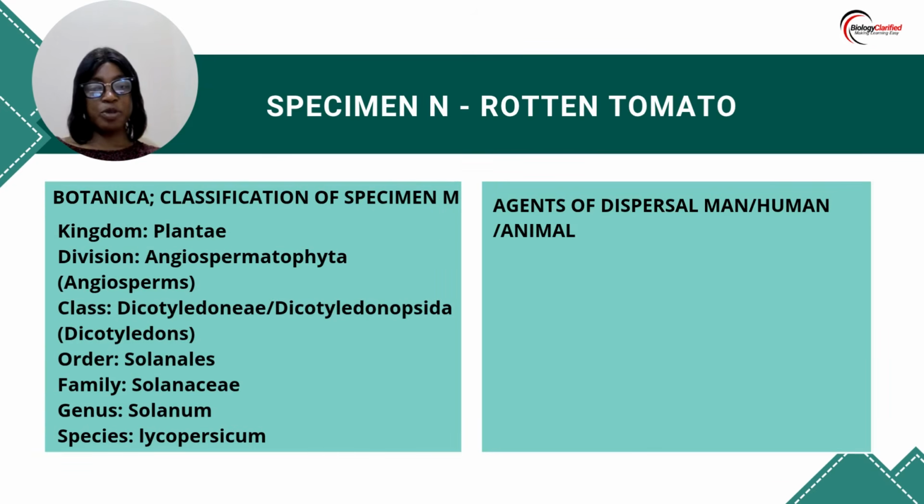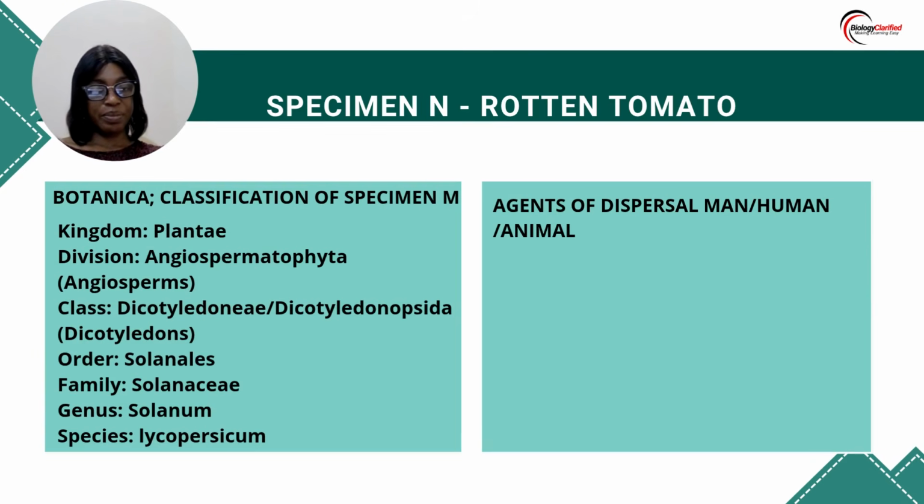Botanical classification of specimen F in detail: kingdom Plantae, division Angiospermatophyta, class Dicotyledonae, Dicotyledonopsida. You have order Solanales, family Solanaceae, then genus Solanum, species lycopersicum. So if you are going to write the specific botanical name of tomato, you write Solanum lycopersicum. Then the agent of dispersal is human, man, animal.